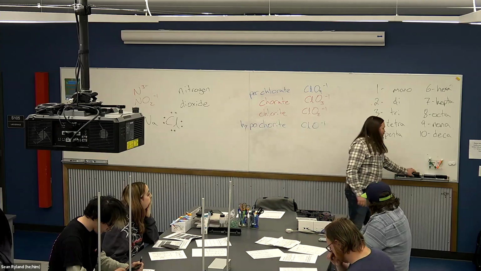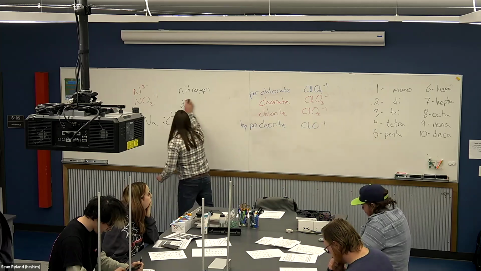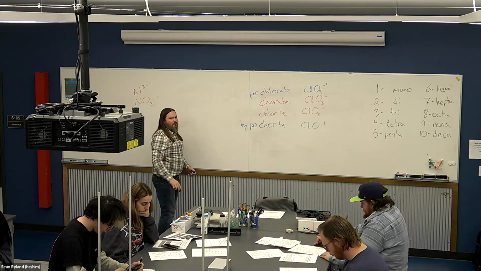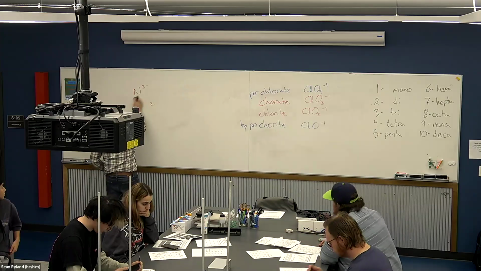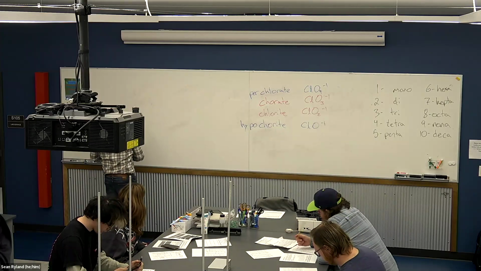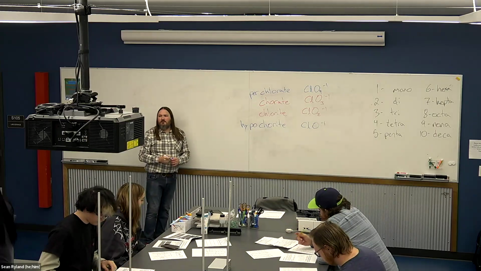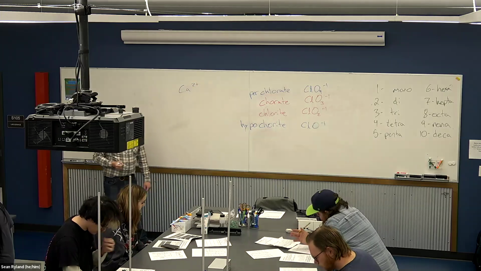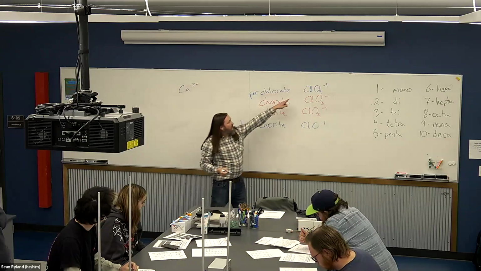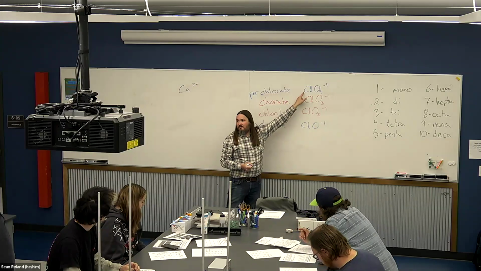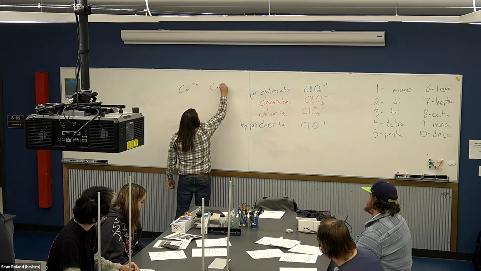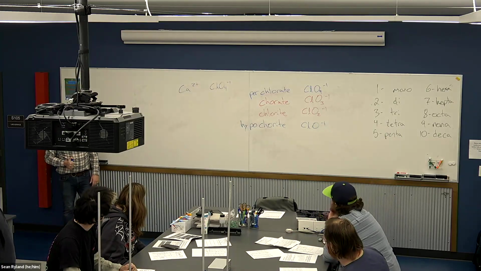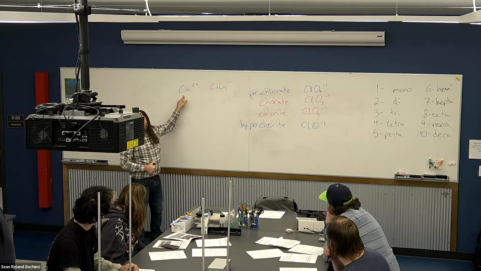All right, so one more practice. What would be the formula of calcium perchlorate? Calcium perchlorate. What's the charge on a calcium ion? +2, right? And perchlorate, ClO4 with a -1. So how many of each ion do I need? 2 perchlorates for every 1 calcium.